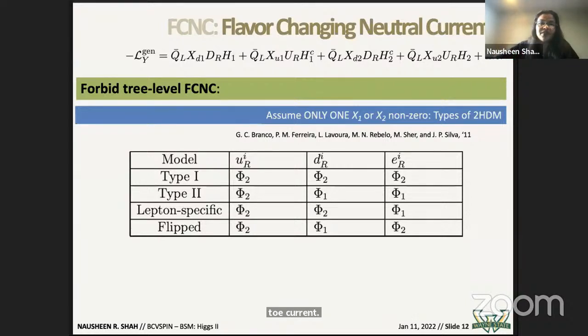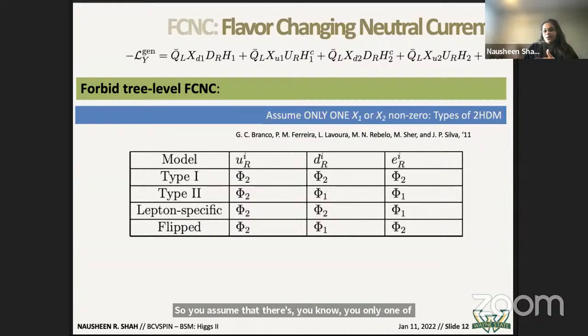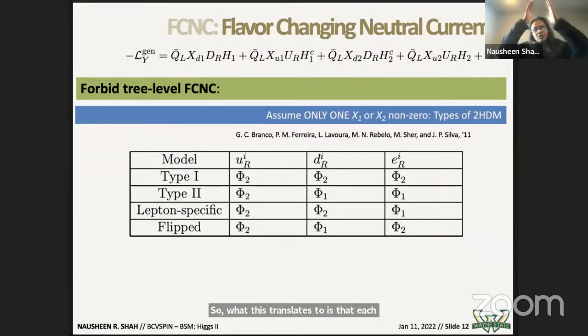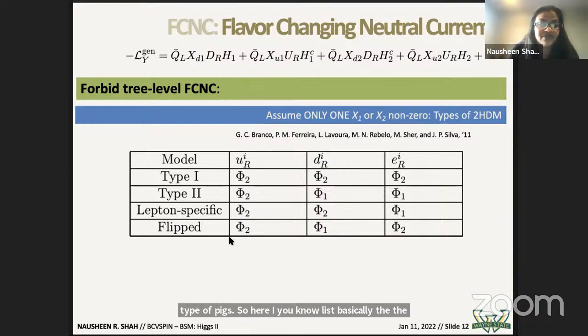So you assume that only one of these two things, X1 or X2, is non-zero. And these give rise to what we call the different types of 2HDM, two Higgs doublet models. So what this translates to is that each type of fermion can only couple to a specific type of Higgs. Here I list basically the four common ones: type 1, type 2, lepton specific, and flip.